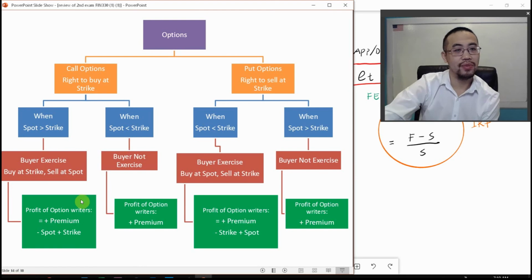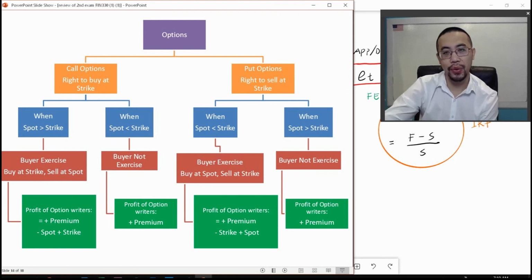Okay, and conceptually, you should know that the option writers don't have the right. They have the obligation to fulfill when the option is exercised. Okay, if the option is not exercised, they don't have that obligation.